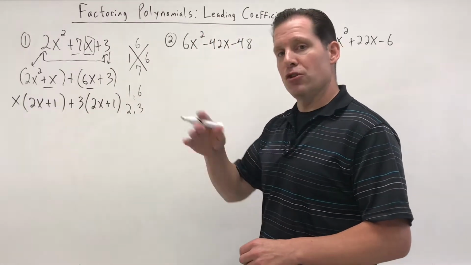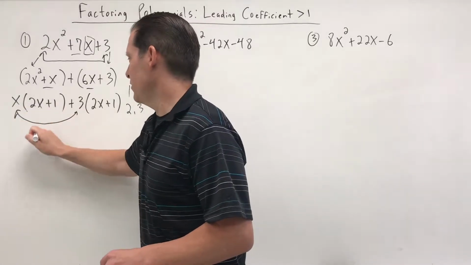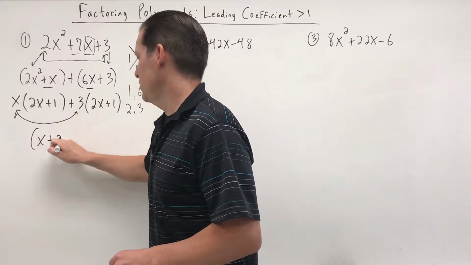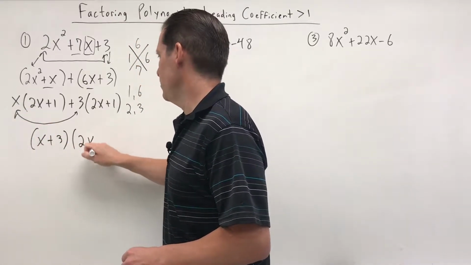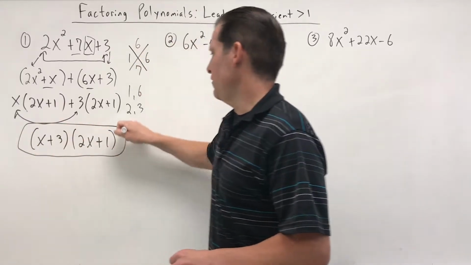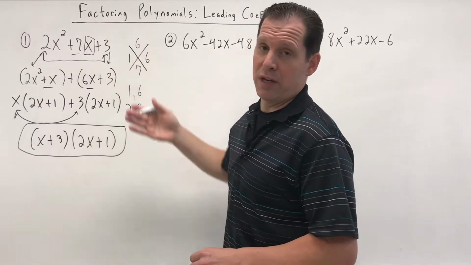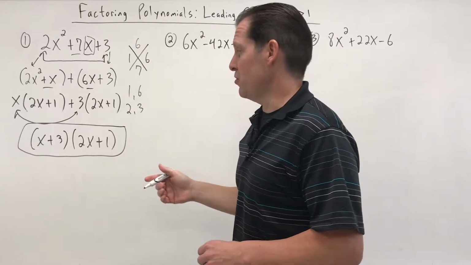And then we're going to group now. So take the x and the positive 3. We're going to group those together, in one parenthesis, times 2x plus 1. And of course, if you were to multiply this out, it would equal the original up here, which is a good way to check, because you can definitely check to make sure you're correct.